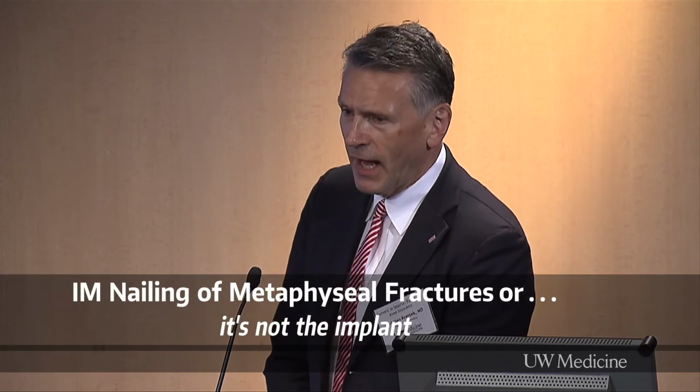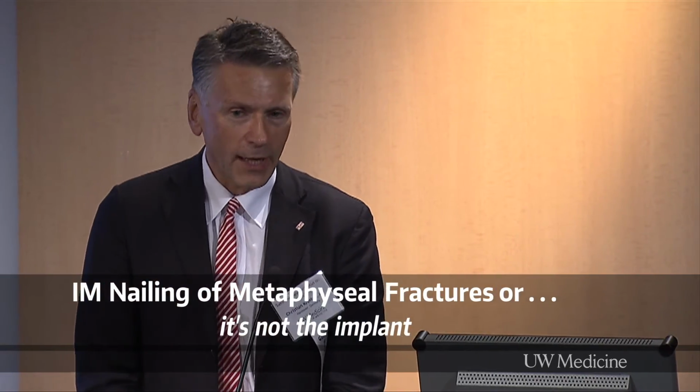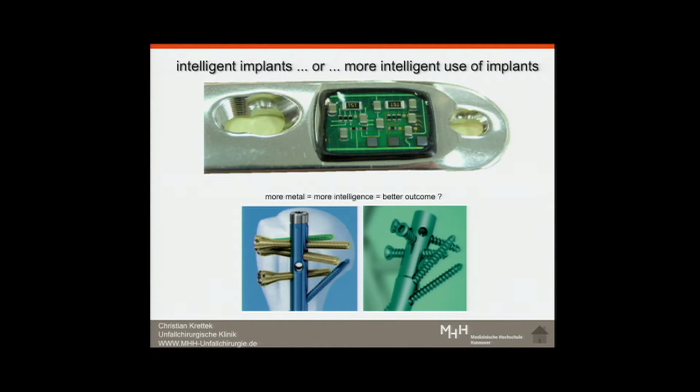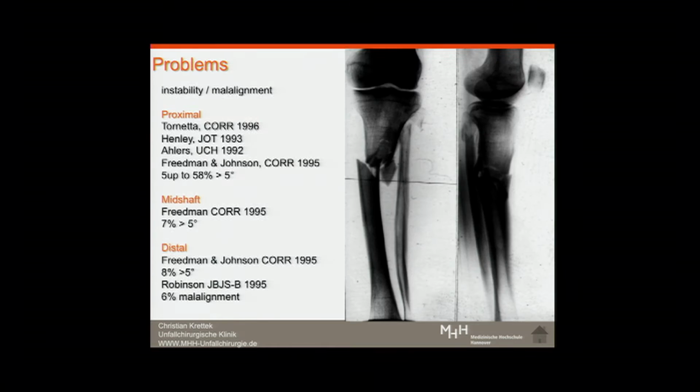And again, I have collected a couple of examples where I would like to show it's not the implant, it's not the nail which is the problem. Intelligent implants, we all would like to have more intelligent implants. We don't have them yet, so maybe more intelligent application of currently available implants is a solution, and the intelligent solution usually is not using more metal to get better stability and a better outcome.